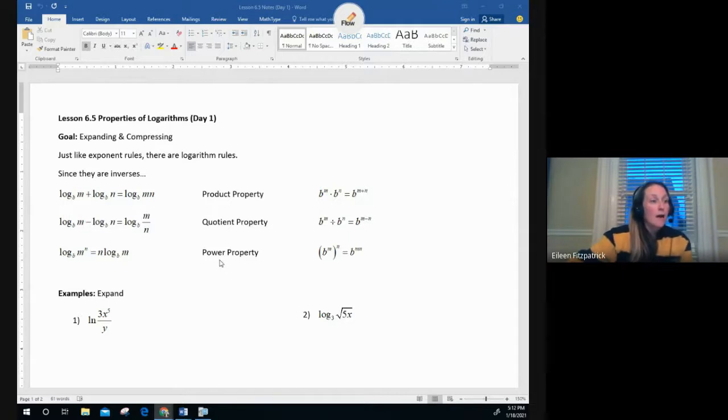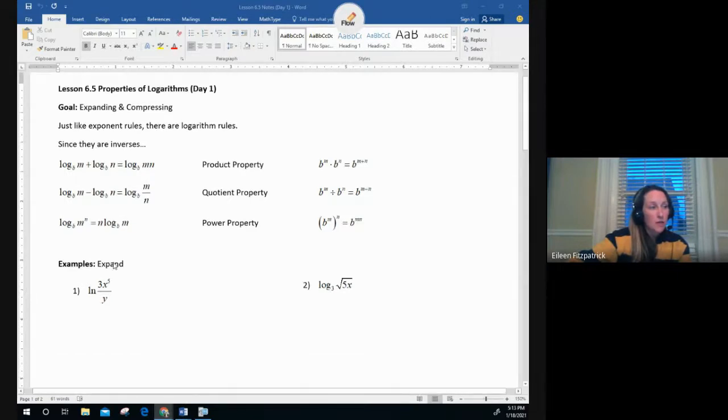And then the power property for exponents: if we have b to the m, raised to the n, our rule is to multiply the exponents together. This one looks a little bit different. If you have log base b of m raised to the n, that exponent goes out in front of the log base b. So it's n times log base b of m. I'm going to show you each of these below.